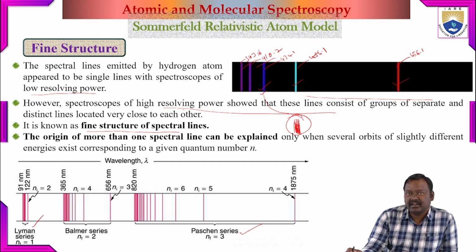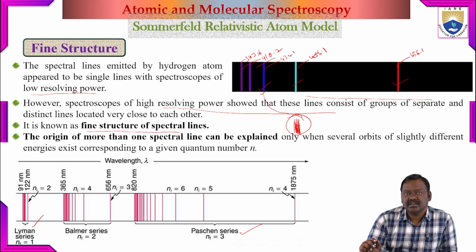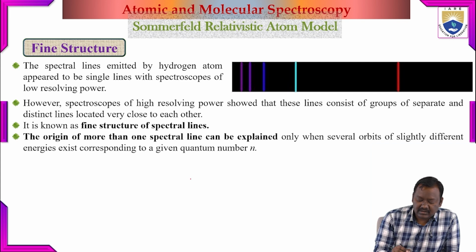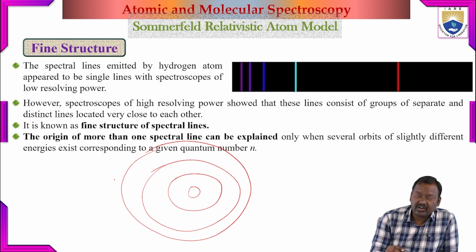But in our earlier lecture on Bohr's atomic model, we discussed that the origin of the emission of these spectral lines is due to the existence of orbits. Electrons are revolving around the nucleus in certain particular orbits, depending on the quantum number. We assign a quantum number to these particular circular orbits.